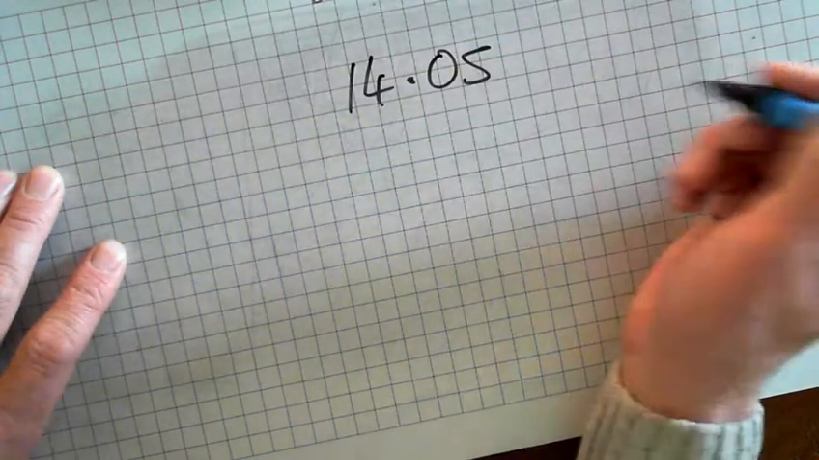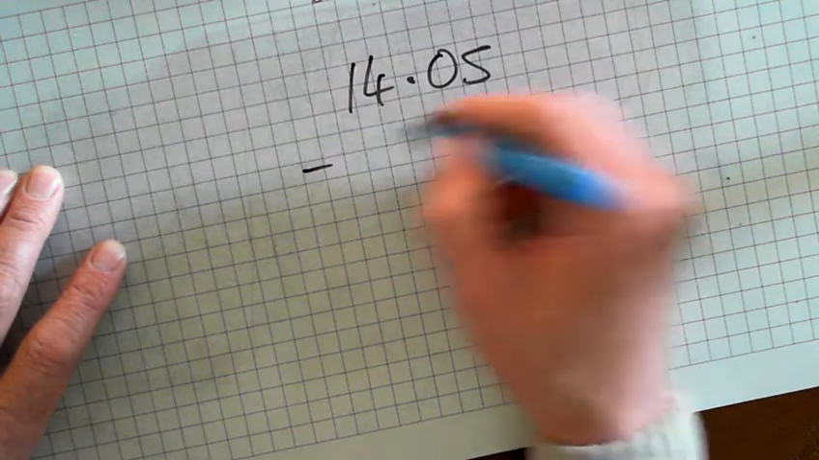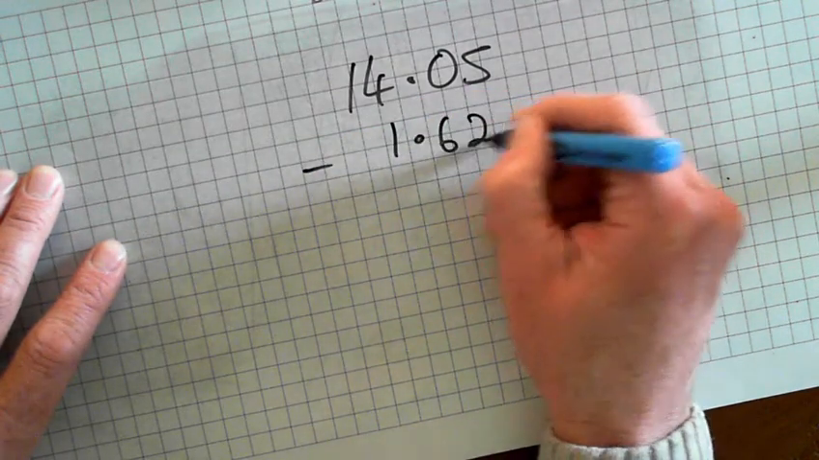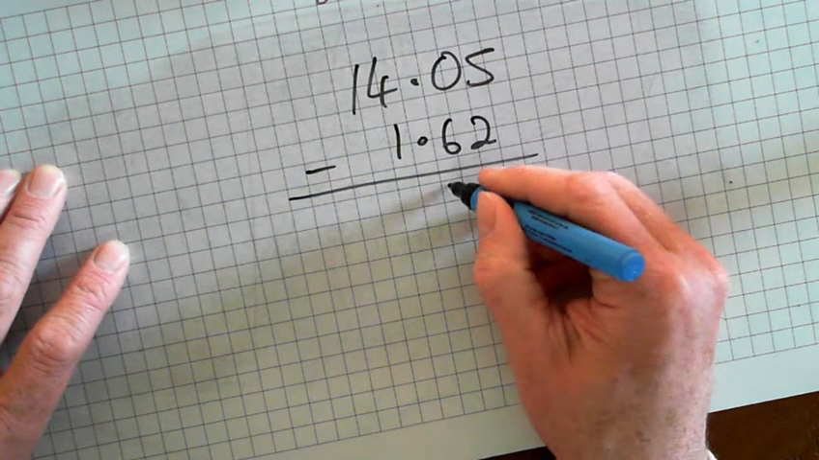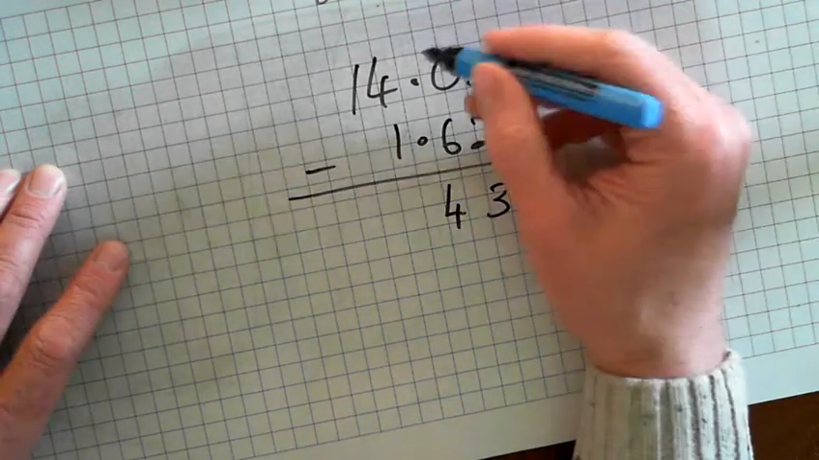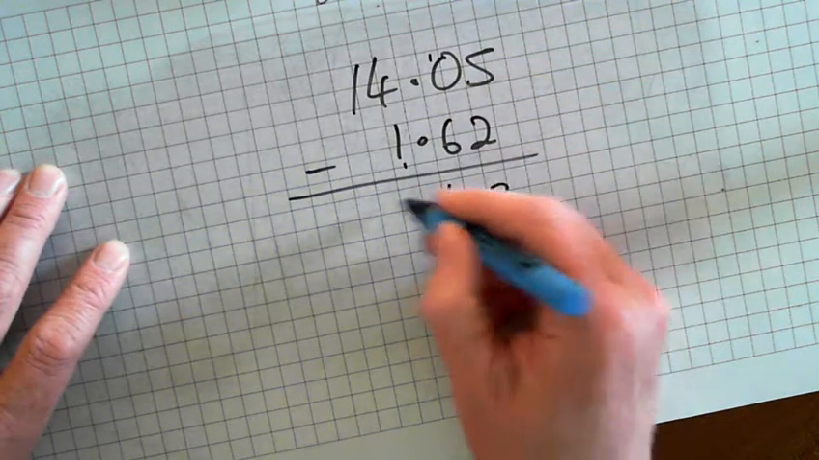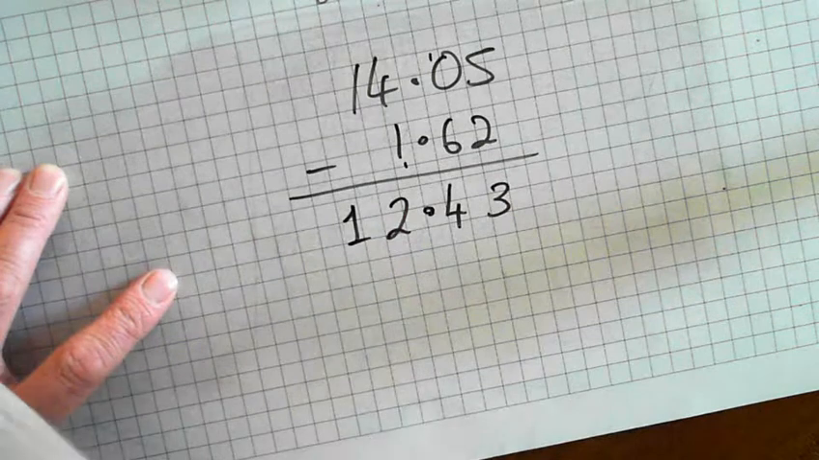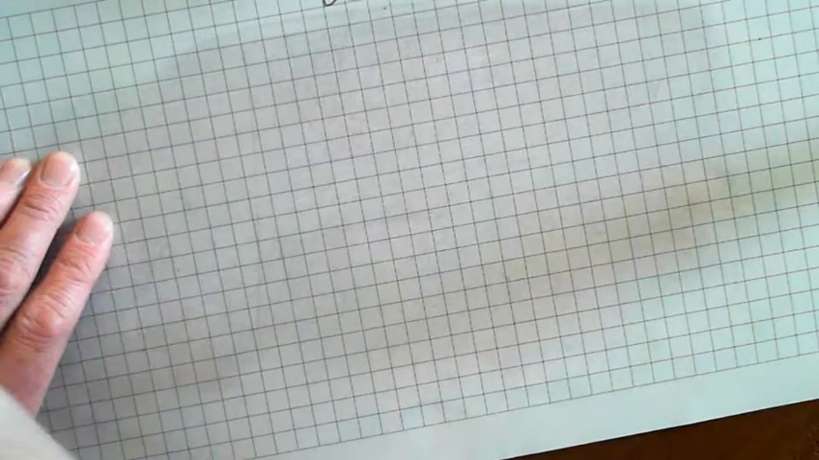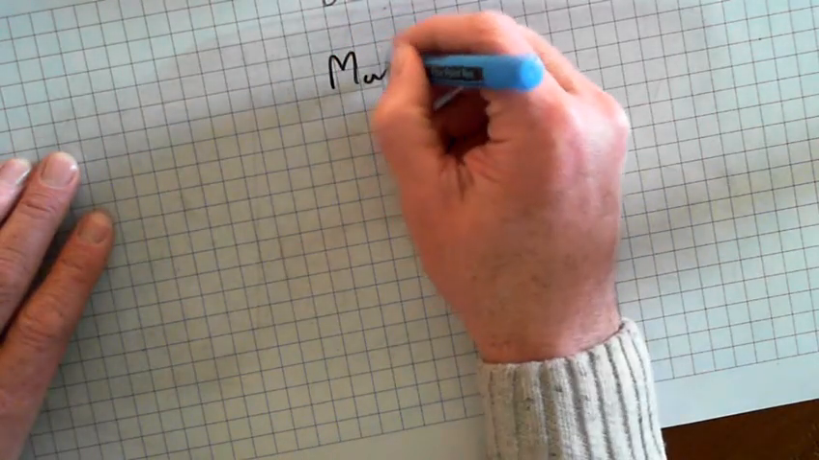14.05 and subtract, take away 1.62. The decimal points must be above each other. 4, 2, 2, and a 1. Decimal point is there. You have to cross out the 4 in the test so they know how it's done. Okay.